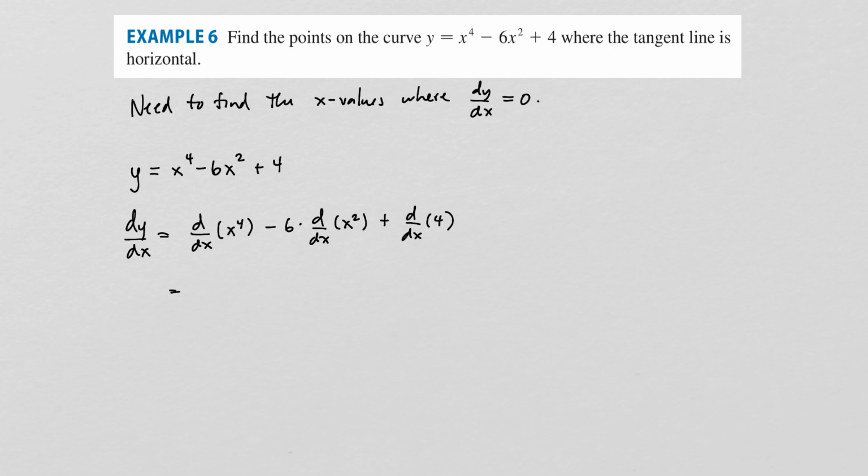So the derivative of x to the fourth is 4x to the third, and then we have minus 6 times the derivative of x squared, which is 2x, and then plus the derivative of 4, which is 0. And so our derivative is 4x cubed minus 12x.